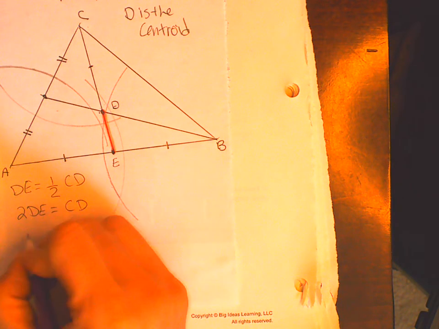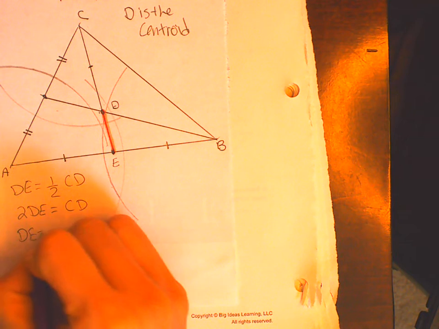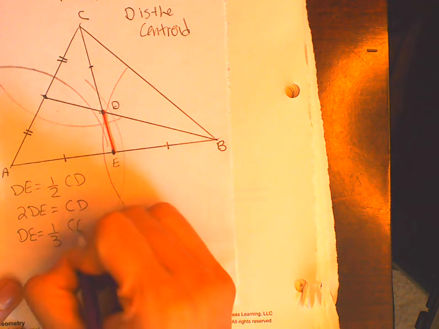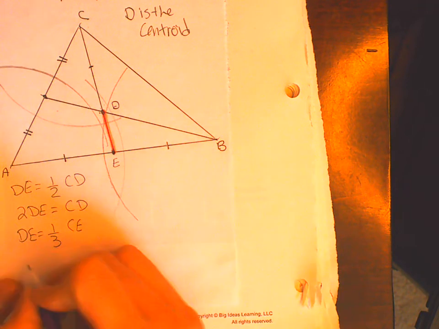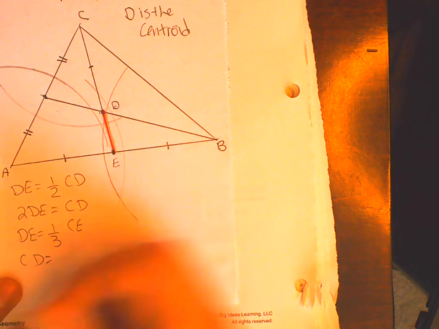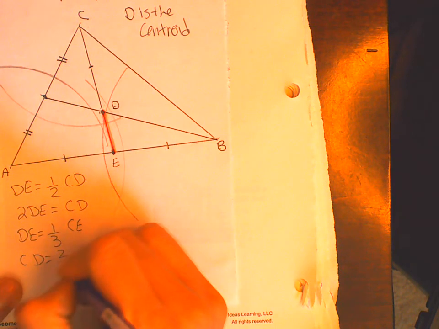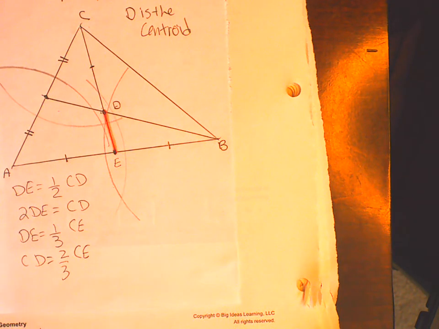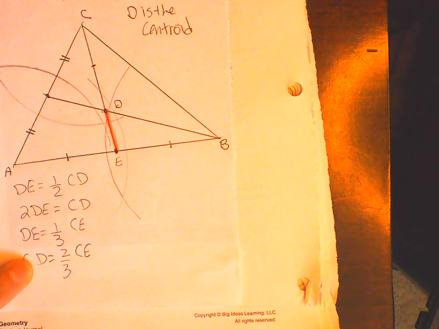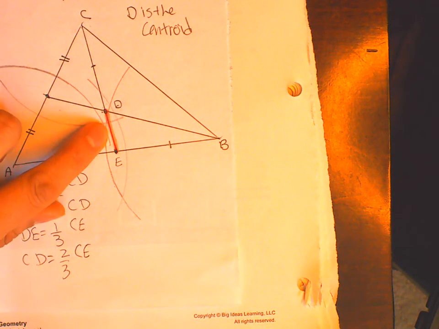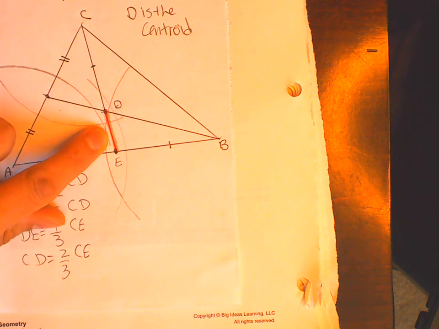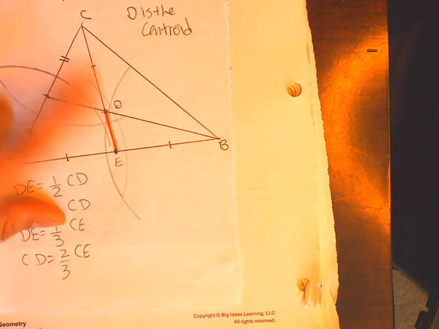Okay, so DE is technically 1/3 of the whole segment CE. And CD happens to be 2/3 of the segment CE. So it all depends really how you want to look at it. I like to look at it in the sense that this is half of this. If I know this one, I can cut it in half and find this one. If I know this one, I can double it and get this one.